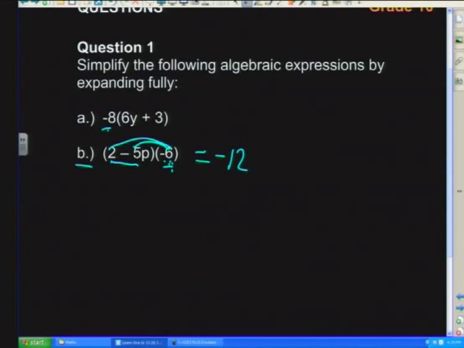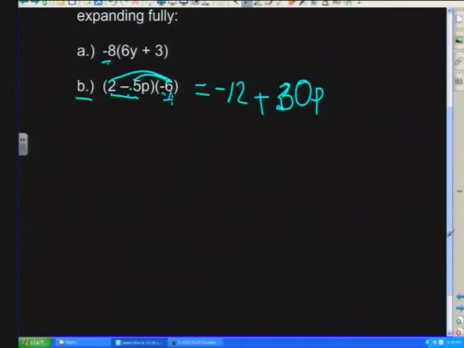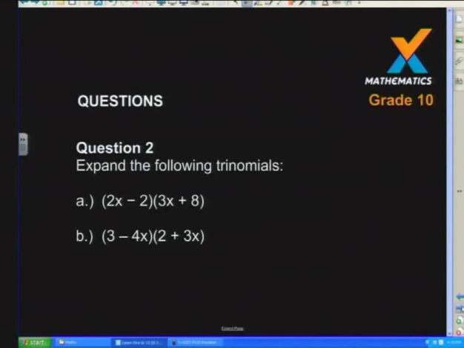Then we're going to multiply the negative 6 by the negative 5p, multiplying your signs first. Minus times a minus is a plus. 6 times 5 is 30. 6 times 5p is 30p. As I said, flying through these because I can see from the page and the comments that you really understand this section.